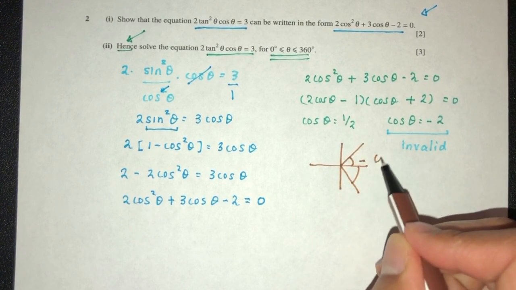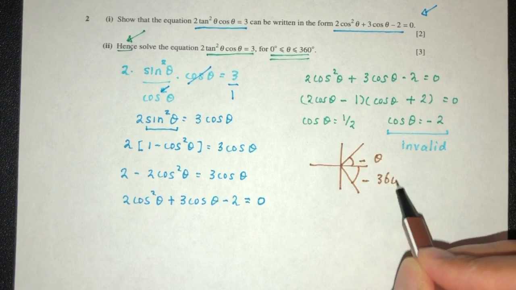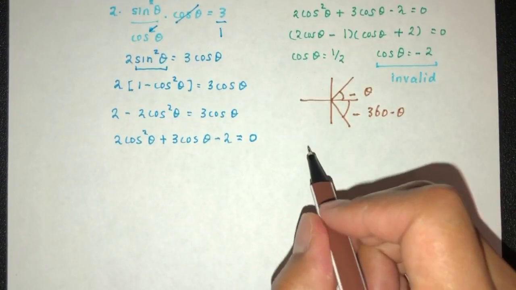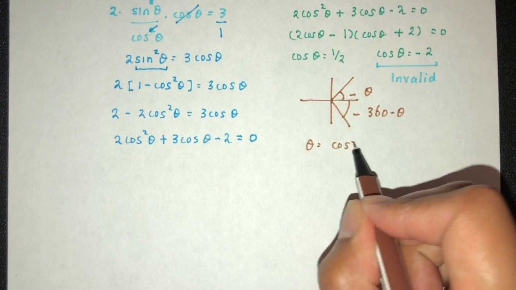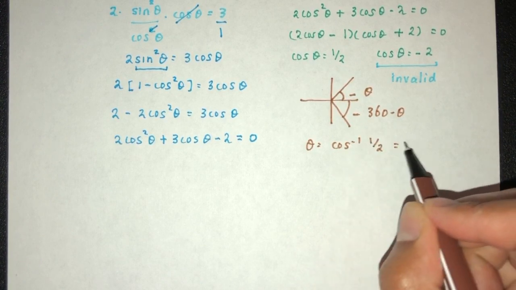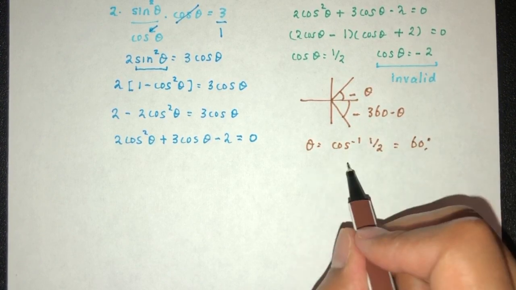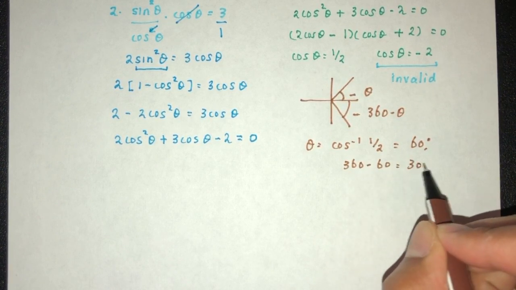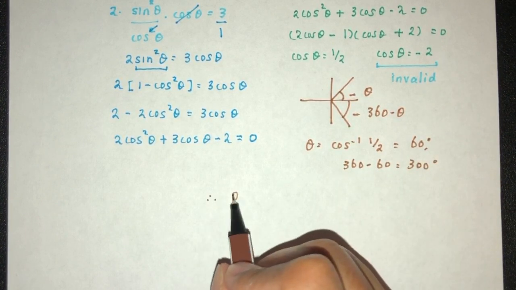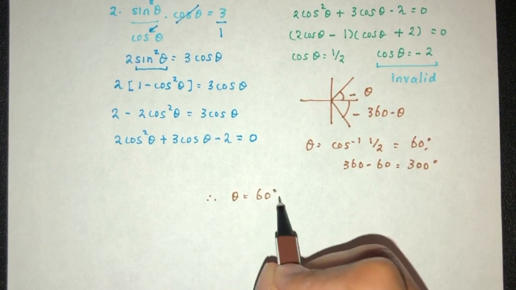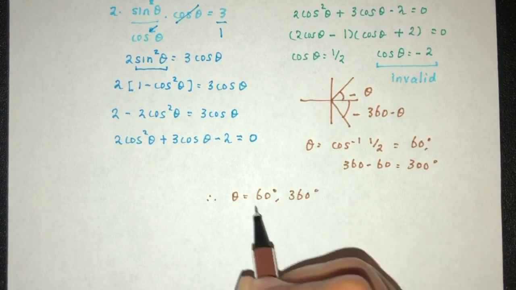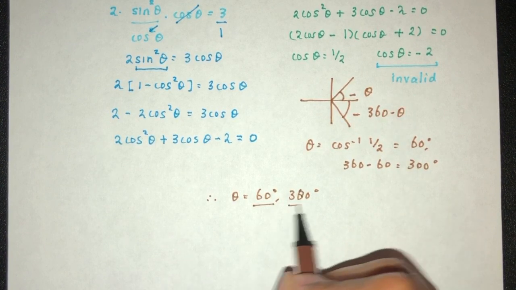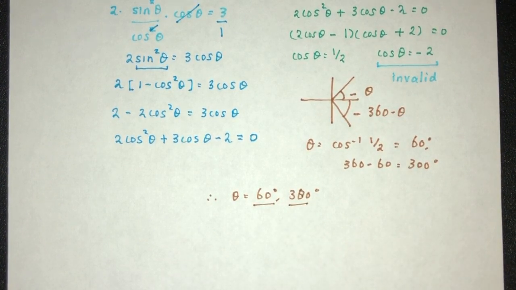This will be simply the value of theta. This is 360 minus theta. So theta will be simply cos inverse of half. That should be 60 degrees. And the other angle will be 360 minus 60. That should be 300. So we have two values for theta, 60 and 300, for the angle as required.